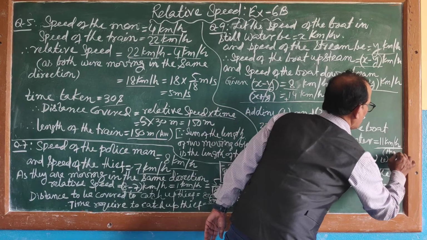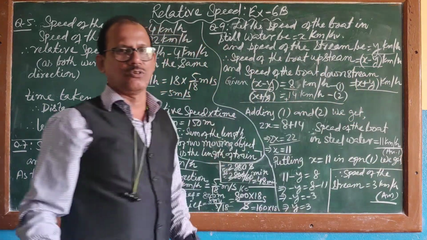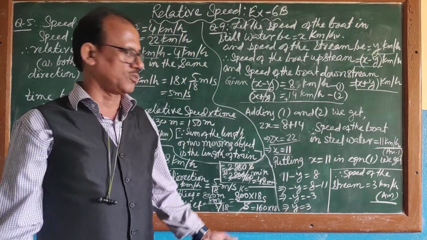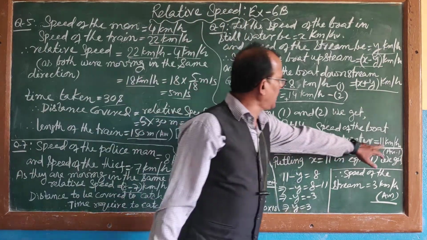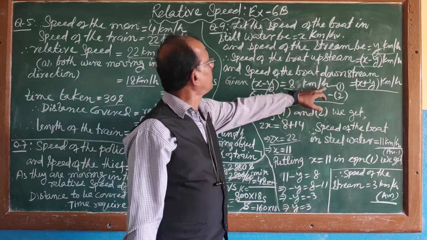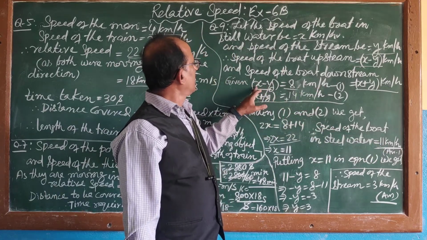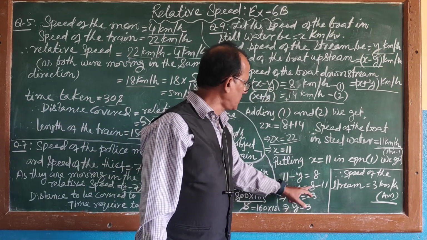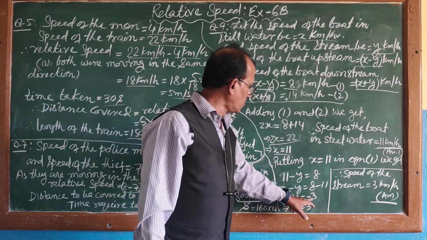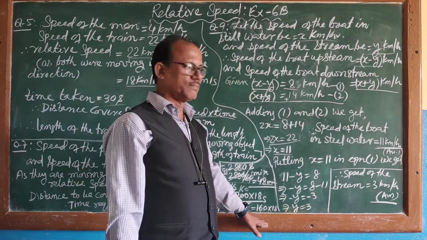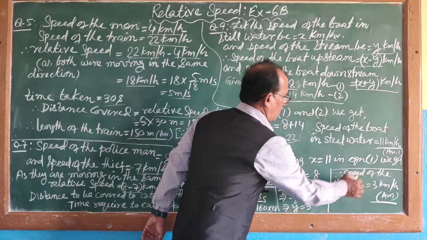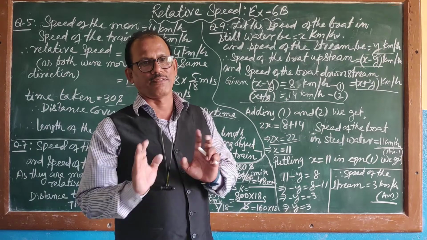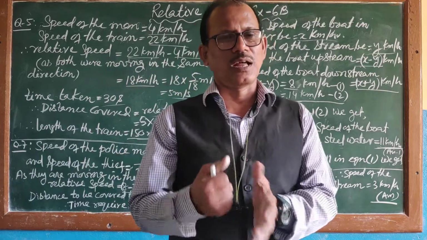That is answer 1. You got it? Both equations you have added, found 2x is equal to 22, x is equal to 11. Now put this value 11 in equation 2, x minus y is equal to 8. 11 minus y is equal to 8. Minus y is equal to 8 minus 11, so minus y is equal to minus 3. y is equal to 3. That is very simple, you can understand. Therefore, the speed of the stream will be 3 km per hour. Things are very interesting. I will do the last sum in the next video.